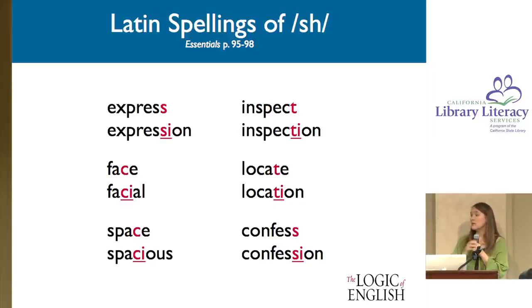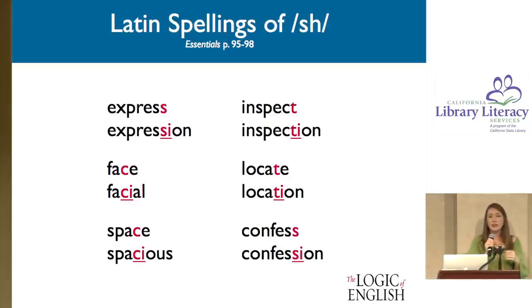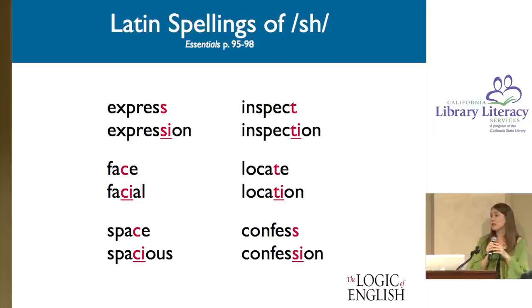I want you to notice, though, there's a tip that I can give you as to how to figure out which one is used. If you have express, it becomes expression with an S-I. Why did I use an S-I? Express ends in an S. Face becomes facial because face has a C in it. Space, spacious, do you see this pattern? Inspect, inspection. We use the T-I-O-N because there's a T there. Locate, location. Now, this does not work for all words because some of the Latin roots are not English words. But it is actually consistent across the language. Does that make sense? If you know the Latin root, you'll be able to figure this out. But you can teach your students now, when they hear a shun or a facial, they have to think of the root first to know how to spell it correctly.